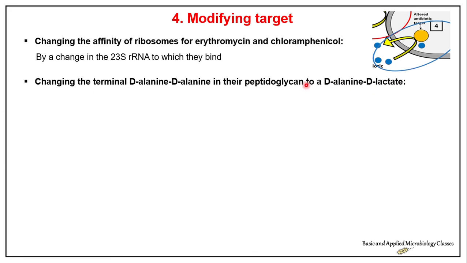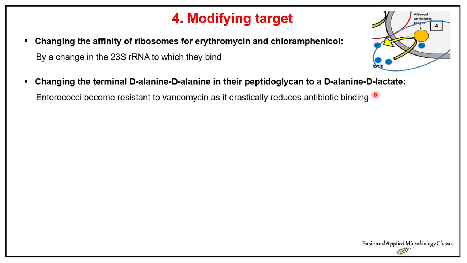Now you see the second example, changing the terminal D-alanine in their peptidoglycan to D-alanine D-lactate. Which bacteria use this type of change? First we make it clear that peptidoglycan, which forms the bacterial cell wall, is made up of two complex sugars, NAG and NAM, N-acetyl glucosamine and N-acetyl muramic acid. On the NAM unit a pentapeptide chain is there, having 5 amino acids, and the terminal amino acid of this chain includes D-alanine, and now it will be changed to D-alanine and D-lactate by enterococci.